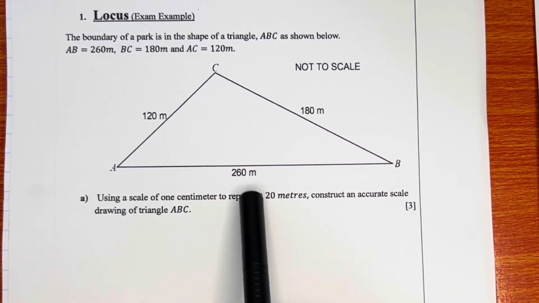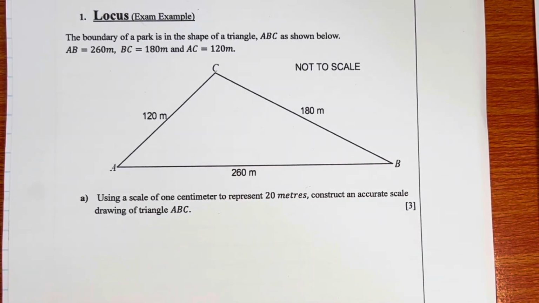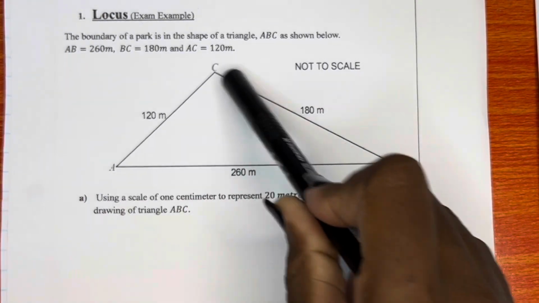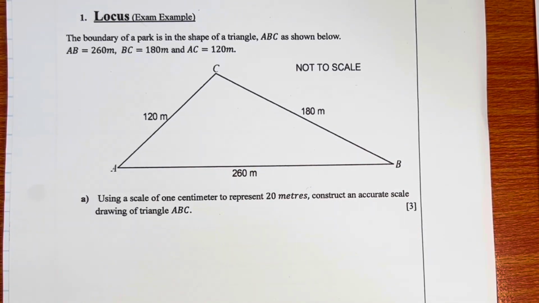AB is 260 meters, while BC is 180 meters, and AC is 120 meters. And like it says here, not to scale, meaning you cannot look at this and say, but there's no way that it can be 180 meters. Of course, it's not. That is why we are told that this is not to scale.